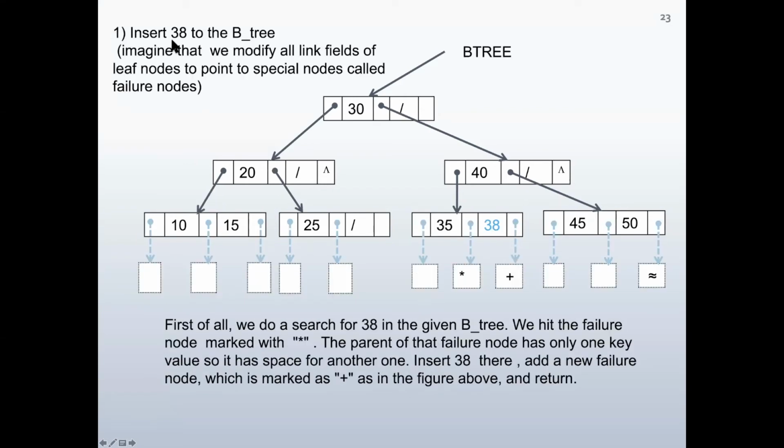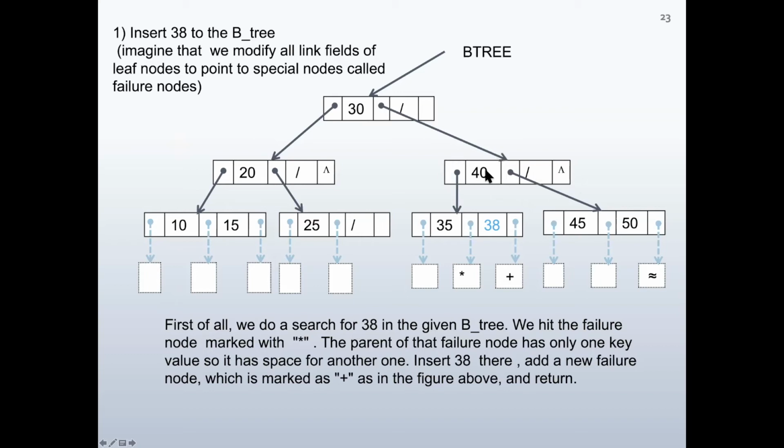Assume that we want to insert 38 into the B-tree given before. Imagine that we modify all link fields of leaf nodes to point to special nodes called failure nodes. So we assume that all link fields for the leaf nodes are pointing to failure nodes. To insert 38 into the B-tree, first of all, we do a search for 38 in the given B-tree. We start from the root. 38 is greater than 30, so we go to this node.